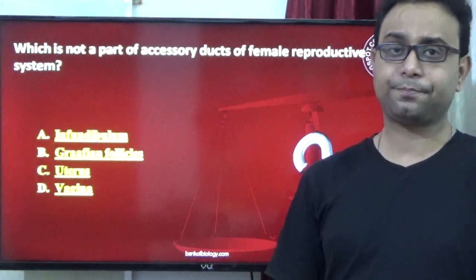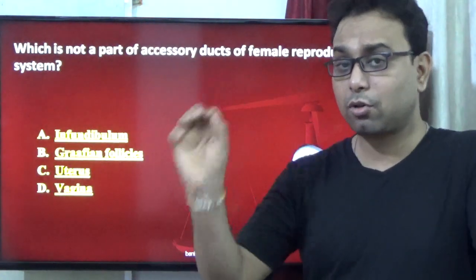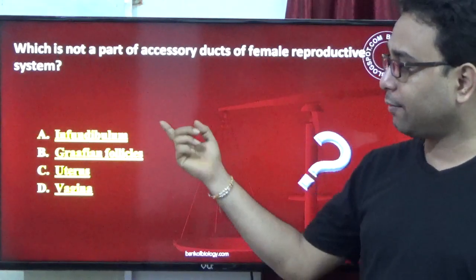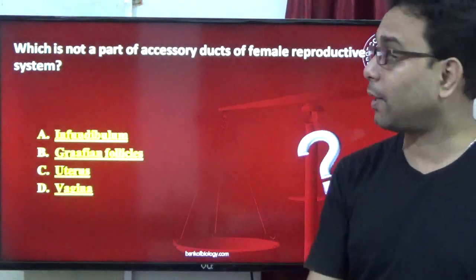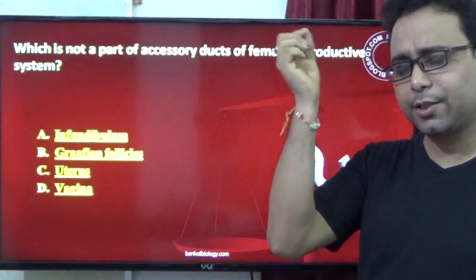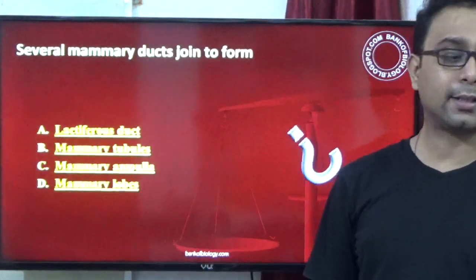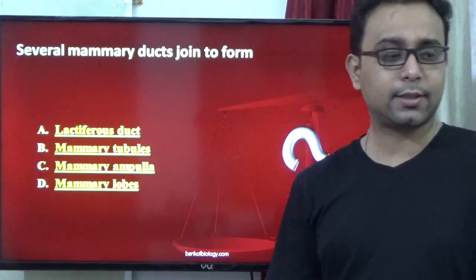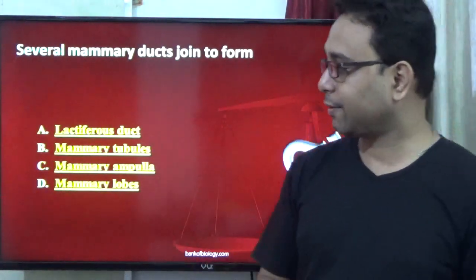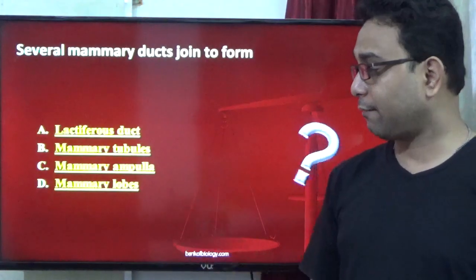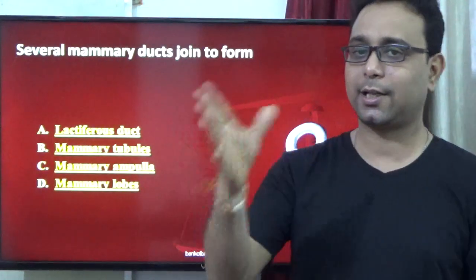And the next question: which is not a part of the accessory ducts of the female reproductive system? The infundibulum, the Graafian follicles, uterus or vagina. Please recall the first chart which I told you at the start. And the last question in today's session: several mammary ducts join to form which option: lactiferous ducts, mammary tubules, mammary ampulla or the mammary lobes? Which one is the right option? Please write that very fast in the comment section.